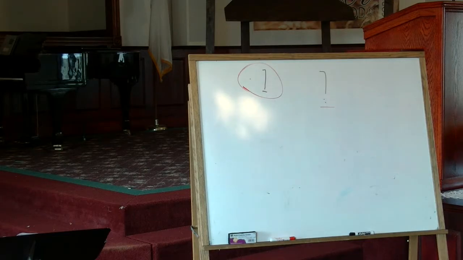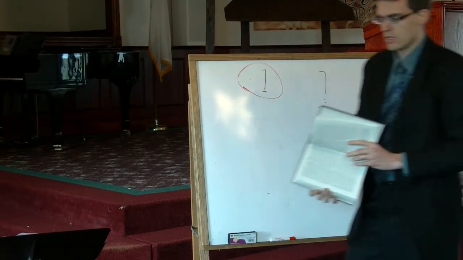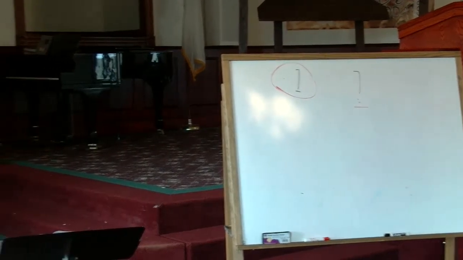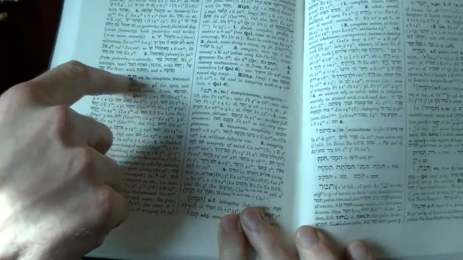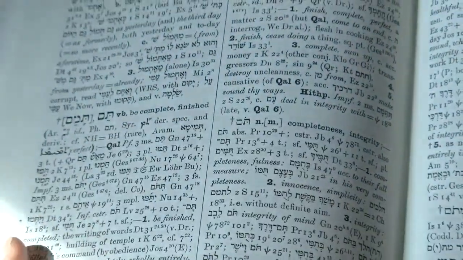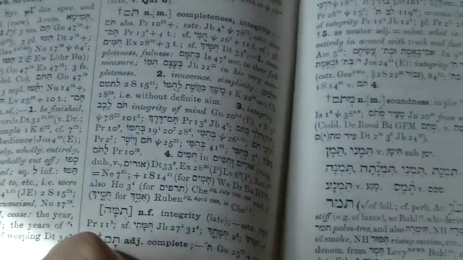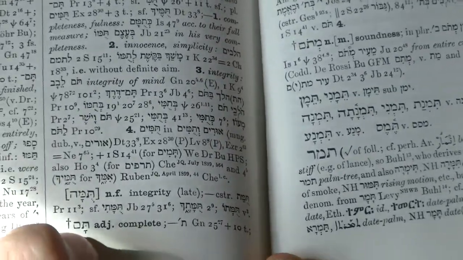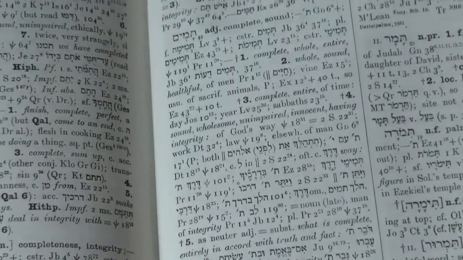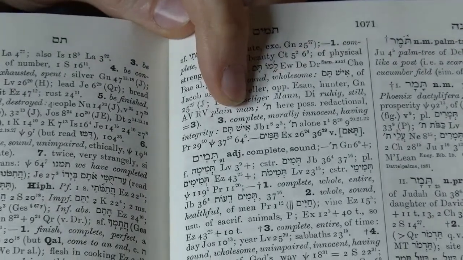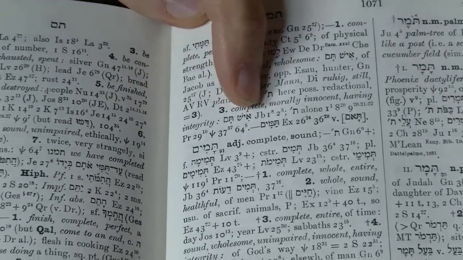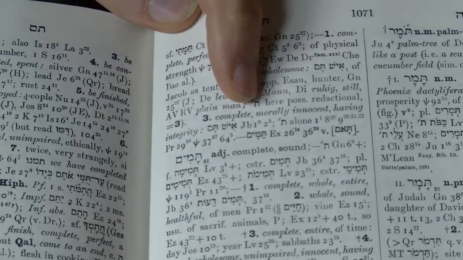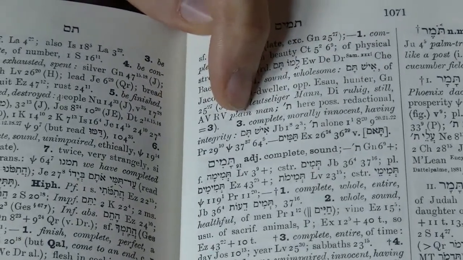Mm-hmm. I'm going to actually put this, just so you can see, camera people. Is it possible to focus on the book at all? I'll just hold it right there. Okay, so I just pointed out to him here, here's the verb tam, page 1070, and it's not that verb, it's not the noun, tome, but it's the adjective down here, tam, complete, and then the definition continues at the top of the next page, 1071, and we found under definition 3, complete, morally innocent, having integrity. It even lists Ish Tom, Job 1:8, 2:3. So it was right there in the lexicon underneath definition 3.